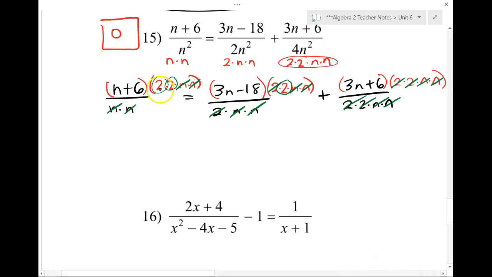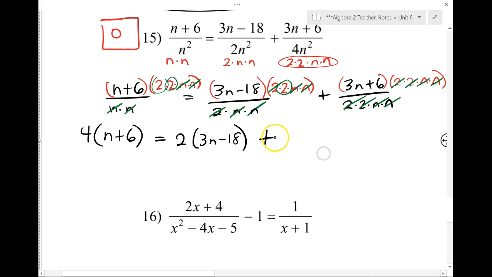So here I've got 2 times n plus 6. So 2 times 2 is 4, so let's just write that out. 4 times n plus 6. And the denominator canceled out. That's what we wanted. So we're just left with this 4 times n plus 6. And then over here, I've got a 2 times this binomial here. So I've got 2 times 3n minus 18. Plus, over here, everything canceled out, so all I have is just 3n plus 6.